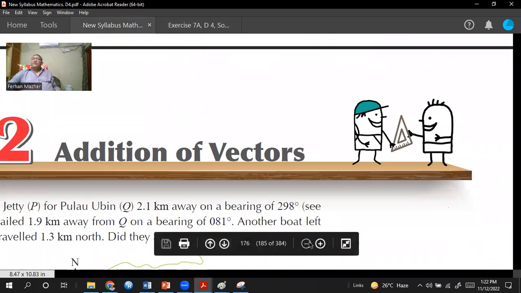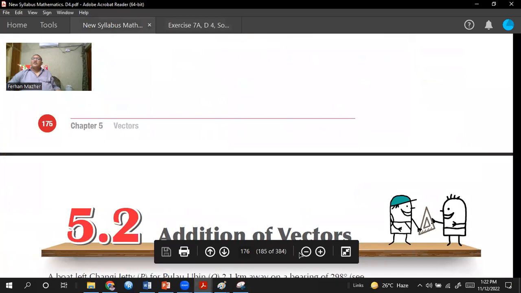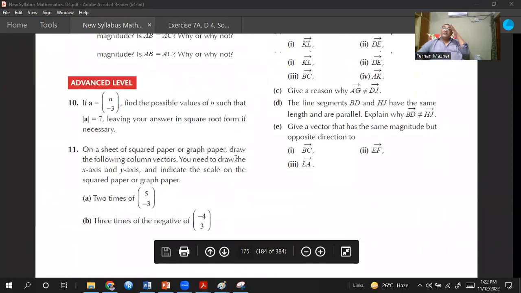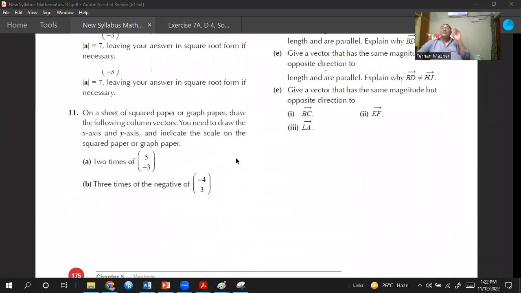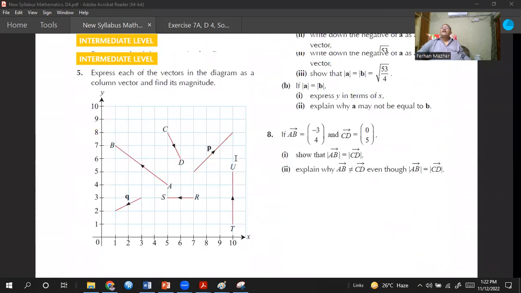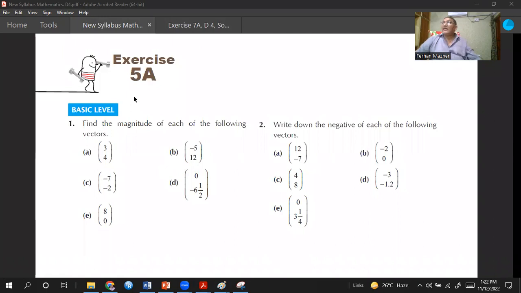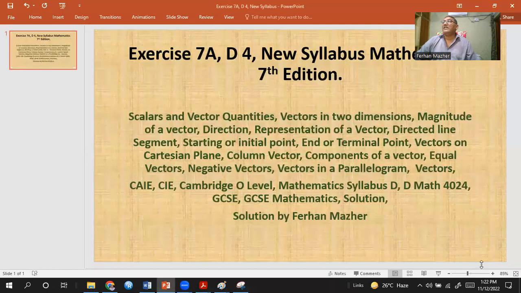Let me reduce the size so you can see the book together. So, my dear students, there were 13 questions in this exercise. Today we have completed exercise 7A, and that's the first exercise of this chapter, and I hope that will help you.